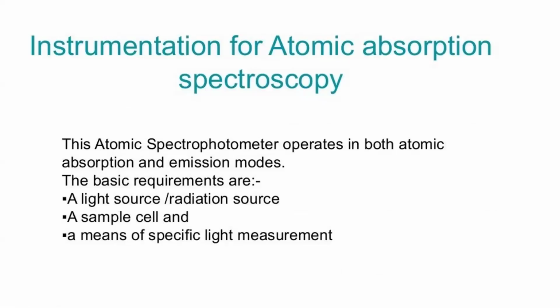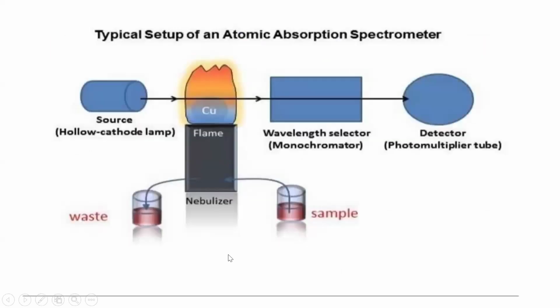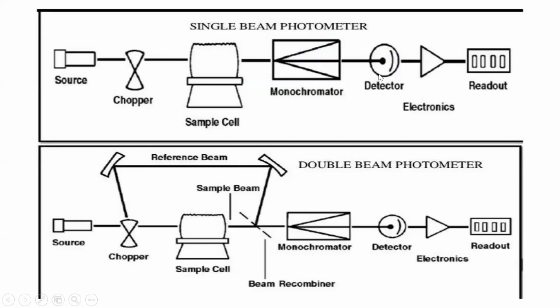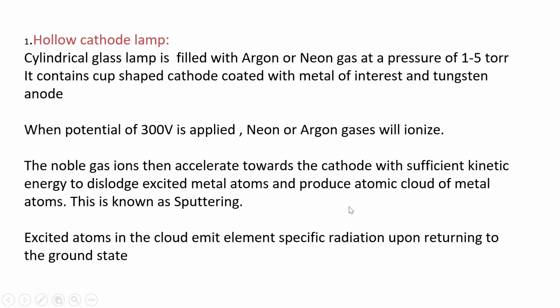Instrumentation of atomic absorption spectroscopy. The components of the instrument are light source, sample cell, and detector. This is the schematic representation of atomic absorption spectroscopy: source of light, flame, wavelength selector, and detector. There are two types of the instruments. One is single beam instrument. This is single beam instrument. Second one is double beam instrument.